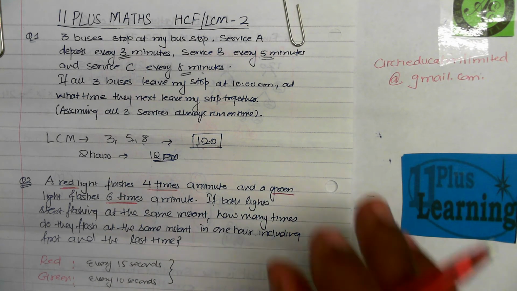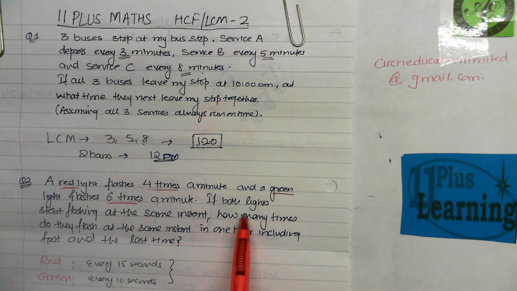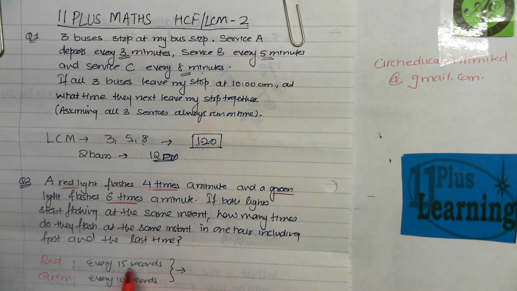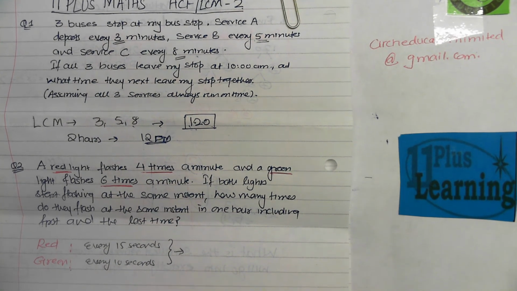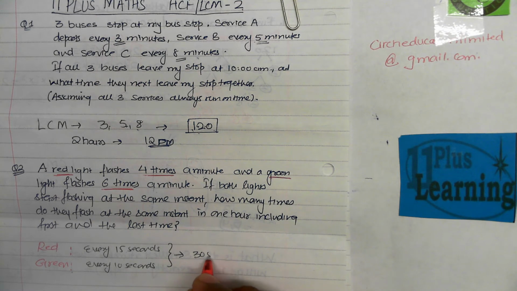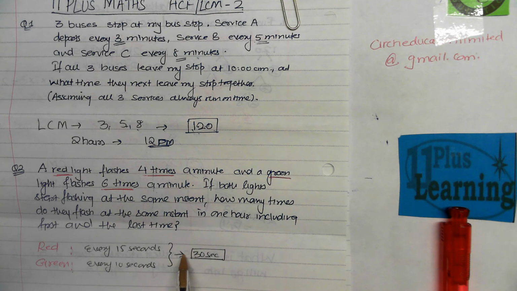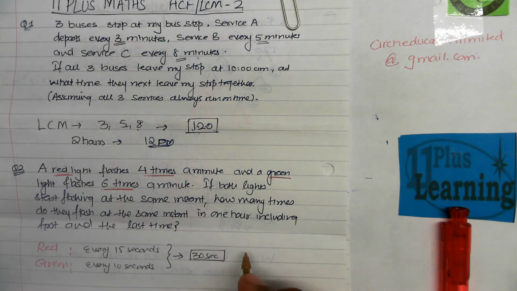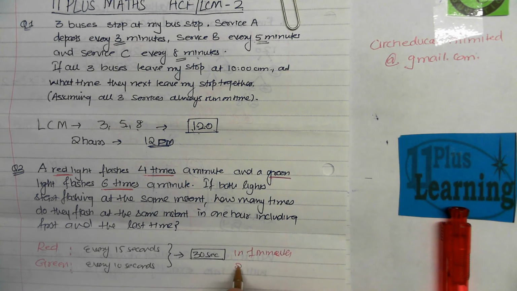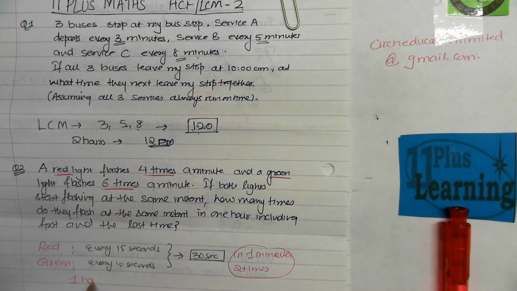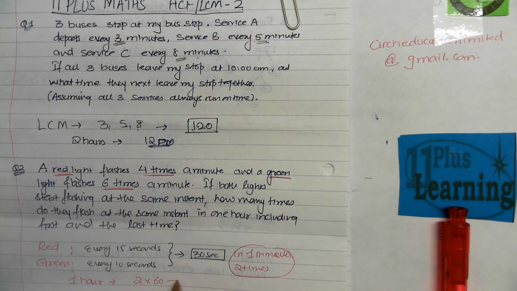We are given that they both flash at the same time, so we're going to find out when they would flash next. So we're looking at a number which comes in the 15 and 10 times tables, and the first number which comes to your mind is 30 seconds. That's the LCM of 15 and 10. That means they flash together after every 30 seconds. So in 1 minute they flash together twice, and in 1 hour it will be 2 times 60, 120.